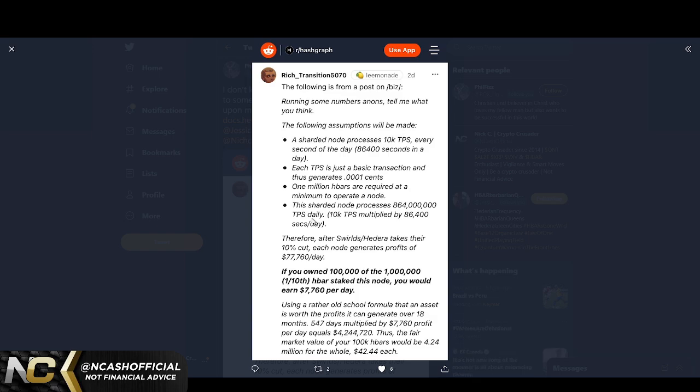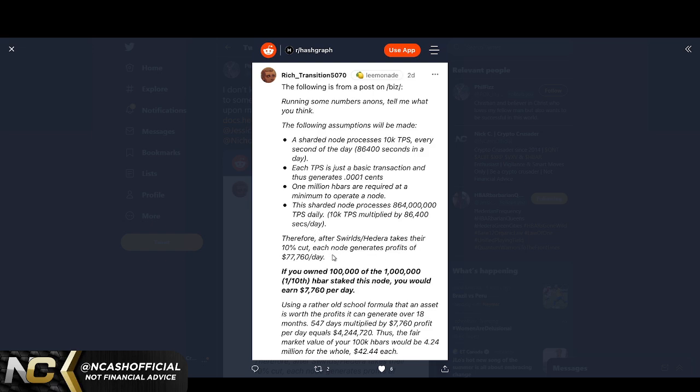Now, when we look here, we do see 1 million Hbars are required at minimum to operate a node. Of course, if you don't have 1 million, that's totally fine. You could pretty much do 10% or whatever the case may be. This sharded node processes 864 million transactions per day. And when we talk about this, this is talking about at scale, because currently right now there are only about 1.2 billion transactions per year. We do see 10K transactions per second multiplied by 86,400 seconds a day.